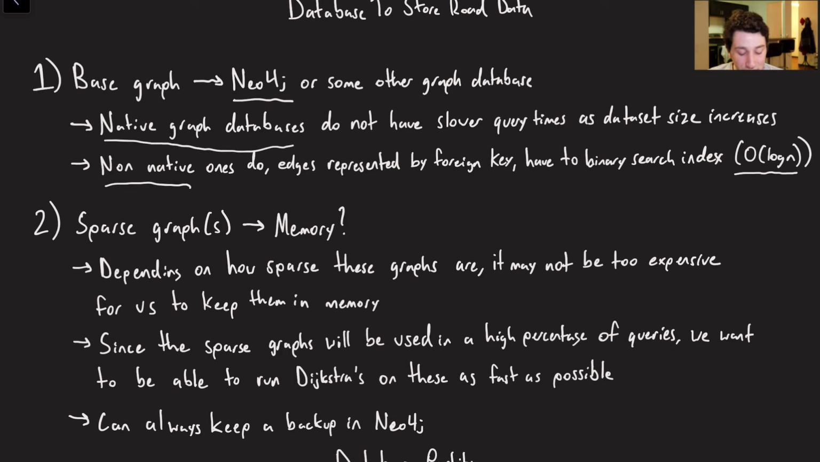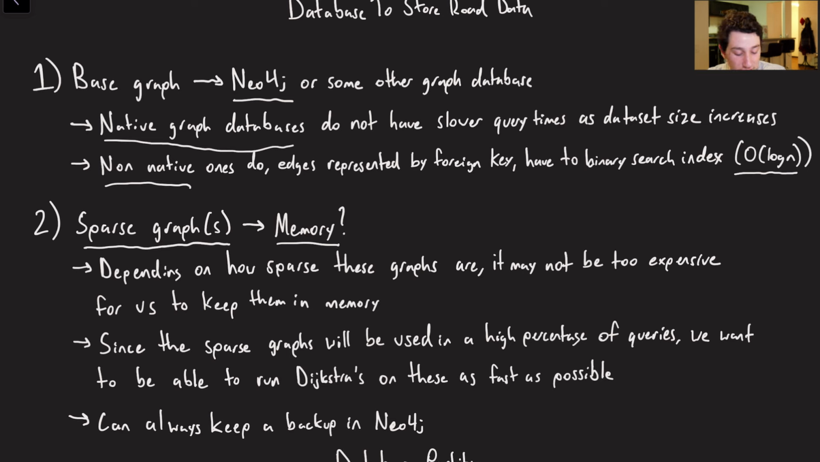On the contrary, something like Neo4j is known as a native graph database, which basically means that it actually uses pointers to all of the nodes on disk to help represent edges. And as a result of that, every single jump from one node to another via an edge is going to be in constant time as opposed to logarithmic time. So even if we have a huge data set, things in theory should not get slower. So the next question is, what should we actually do with our sparse graphs? Well, ultimately, we should probably store them in Neo4j. However, these things are technically smaller, and if they're small enough, perhaps it is actually feasible to store them in memory.